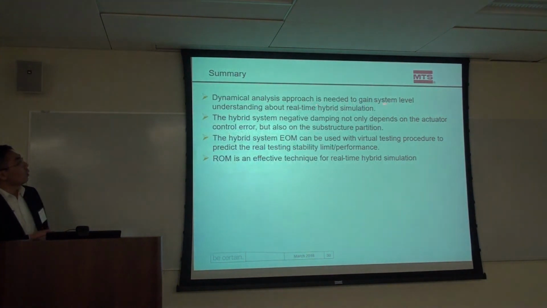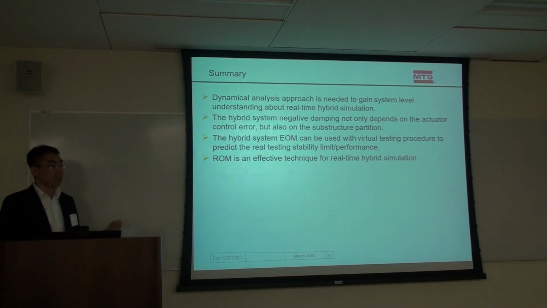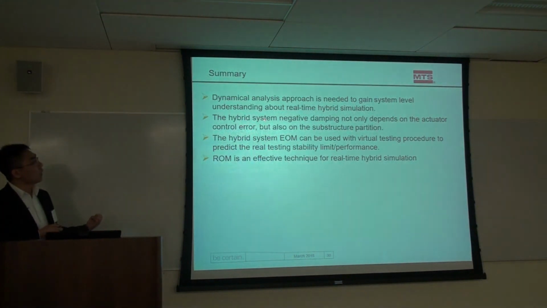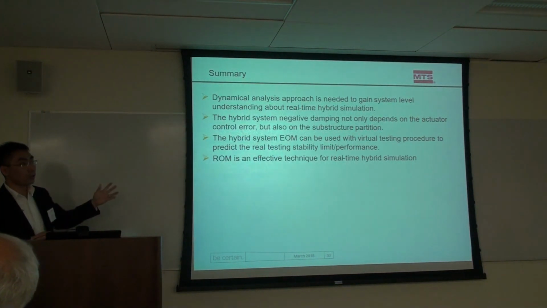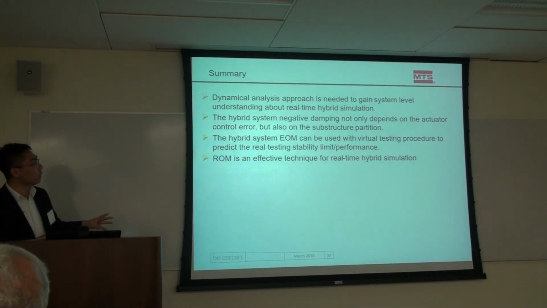So in summary, we use a dynamic analysis approach to get system-level understanding about your real-time hybrid system. We derived the equation of motion. We know that the hybrid system's negative damping depends not only on the actuator control error, but also on the structure, the substructure partition. That's a strong point I hope you keep in mind. When you design a hybrid simulation, you can use that tool to do a first screening, to see how sensitive it is to the control error.